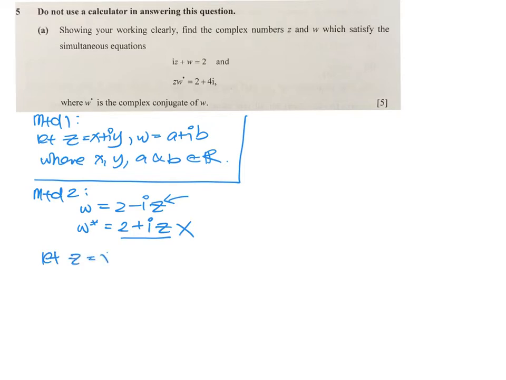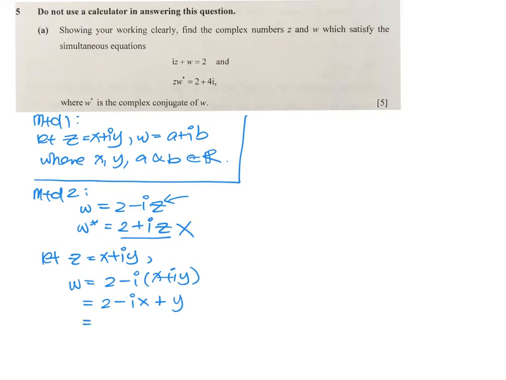Alright, so what you can do is let z be x plus iy. Therefore, w can be 2 minus i times (x plus iy). So w can be replaced with 2 minus ix minus iy squared, which is 2 minus ix plus y, because i squared is -1, and -1 times the negative sign is plus. So this is what you can do.